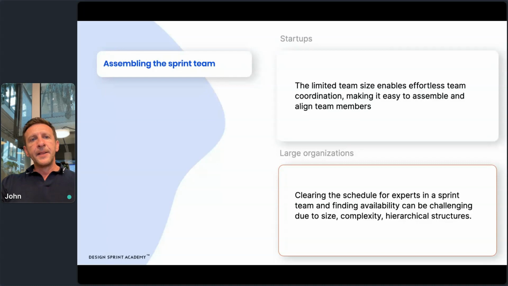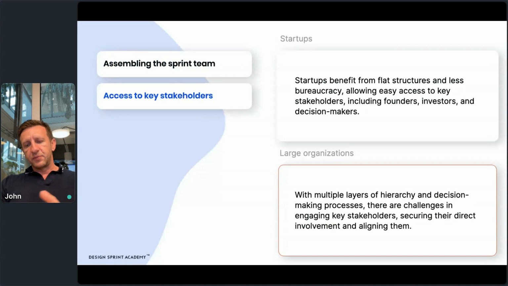Not very easy. Then, besides the actual sprinting, which is your experts solving the problem, there's the matter of accessing key stakeholders, people who either hold very important information or are able to make decisions and give the go-aheads, buy-in, and so on. In the startups, you have a very small founding team. You have your investors, maybe a couple of advisors. So it's very easy to get them, and they're all directly invested in this. So it's in their best interest to do it.